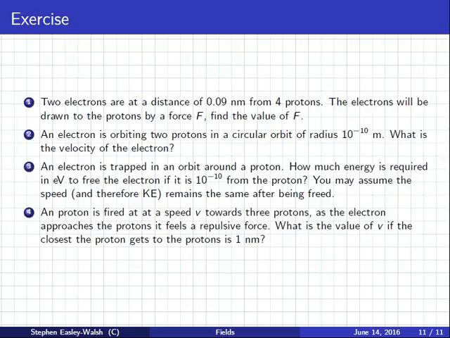How much energy is required? You may assume the speed, and therefore the kinetic energy, remains. V equals minus K. 8.99.